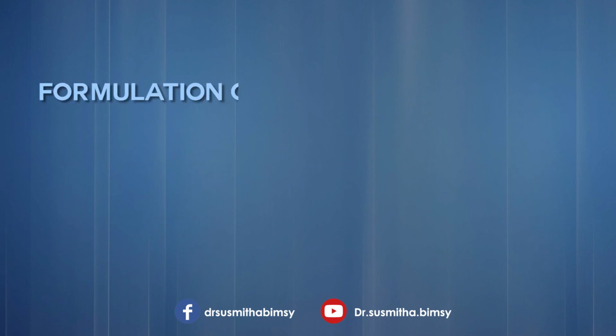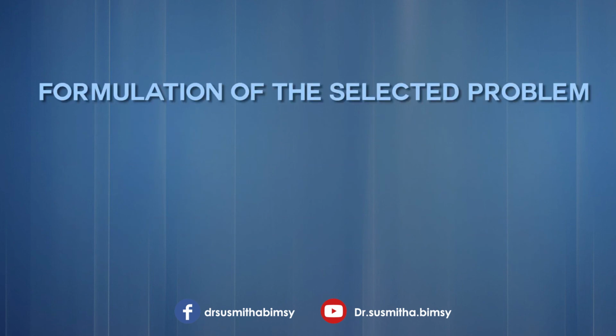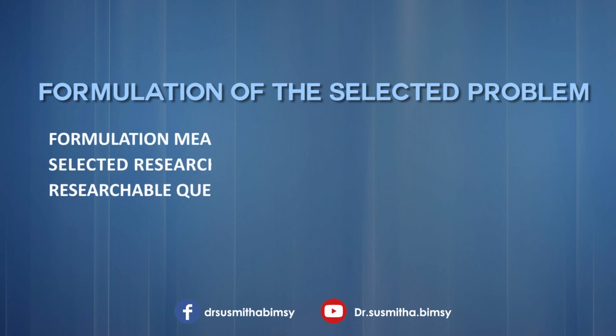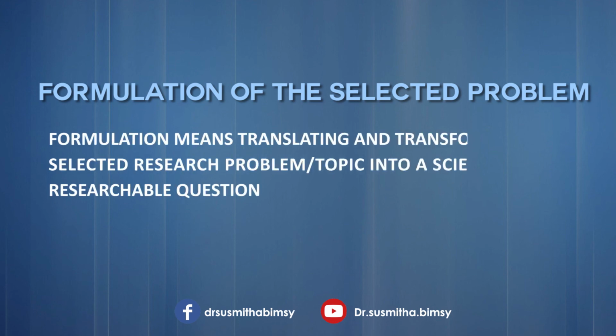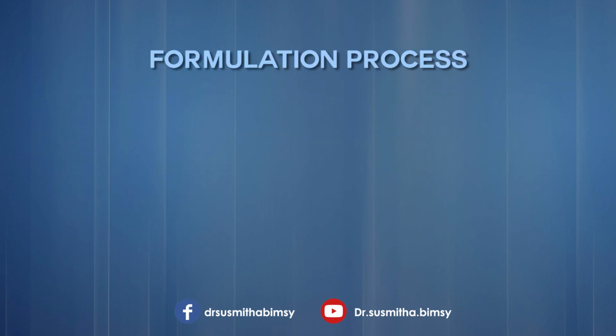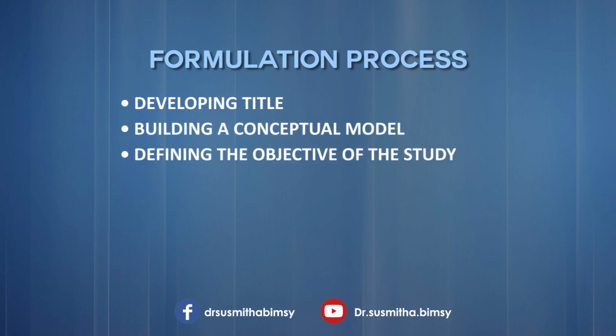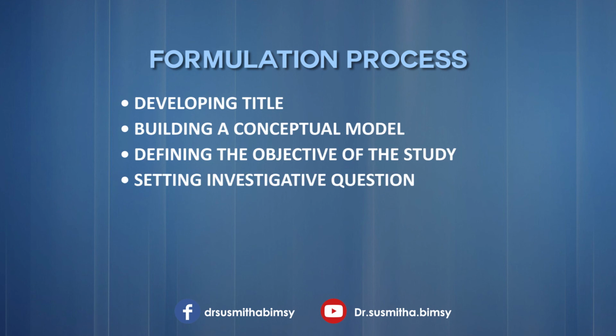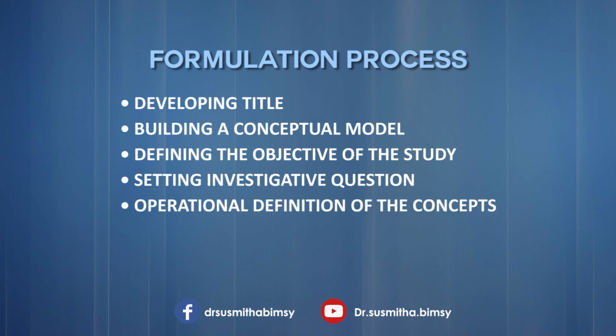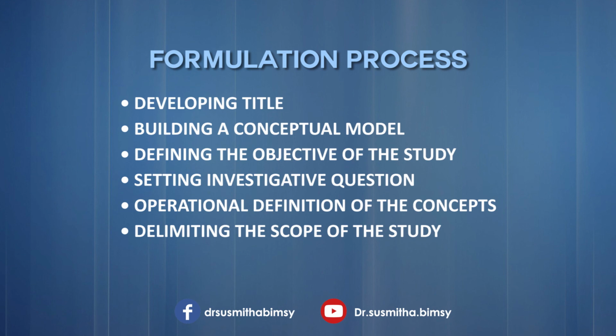Next important topic is formulation of the selected problem. That is, you should clearly define the selected problem. Only then you can develop insight into the chosen problem. That is, formulation means translating and transforming the selected research problem or topic into a scientifically researchable question. So the formulation process includes developing title, building a conceptual model, defining the objectives of the study, setting an investigative question, operational definition of the concepts, then lastly delimiting the scope of the study. Of course, I will explain all these steps in the coming video.